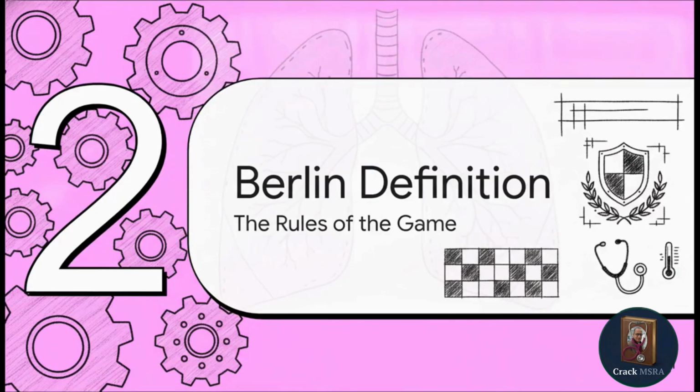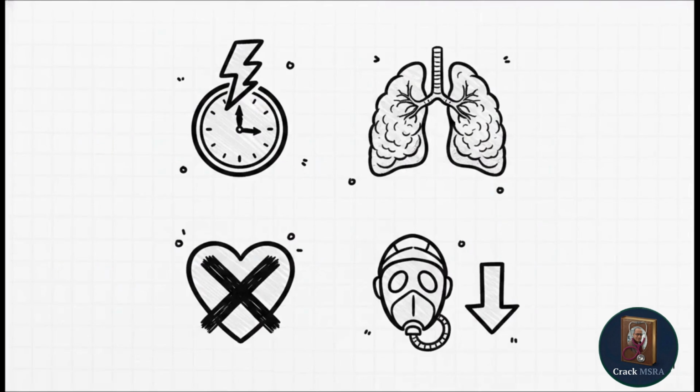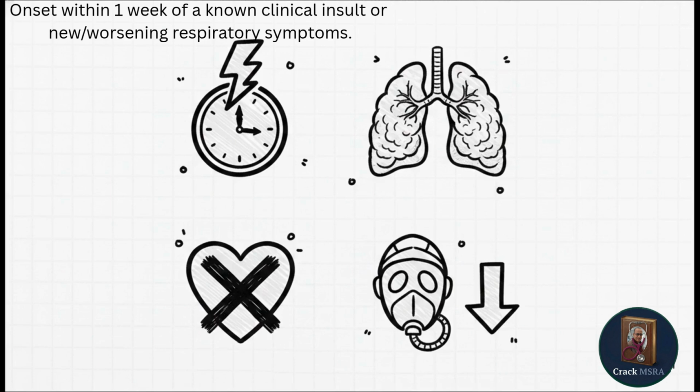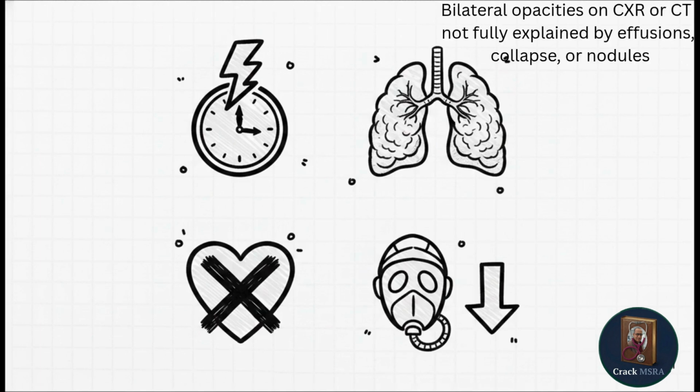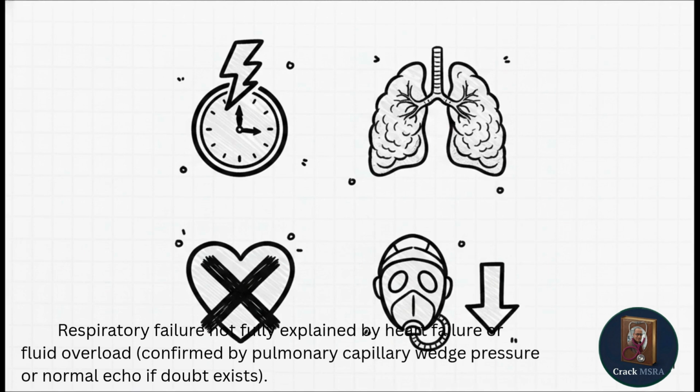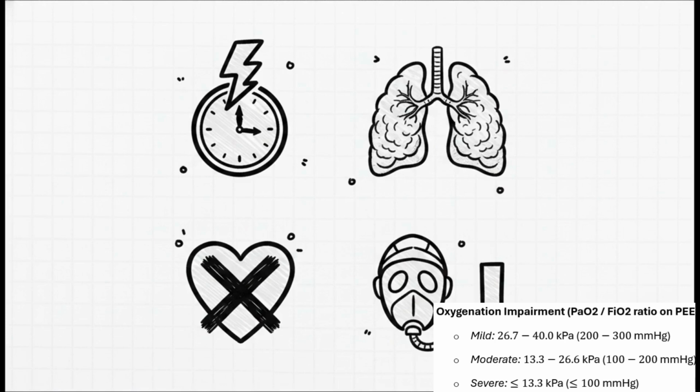Section 2. The Berlin definition. The rules of the game. To formally diagnose ARDS, your patient has to meet all 4 of these strict Berlin criteria. First up, timing. The onset must be within 1 week of a known clinical insult or new respiratory symptoms. Second, chest imaging. You need to see bilateral opacities that can't be explained away by something like effusions or nodules. Third, origin. The respiratory failure cannot be fully explained by heart failure or fluid overload. And finally, oxygenation impairment. This is measured by a falling PaO2 to FiO2 ratio while the patient is on PEEP.